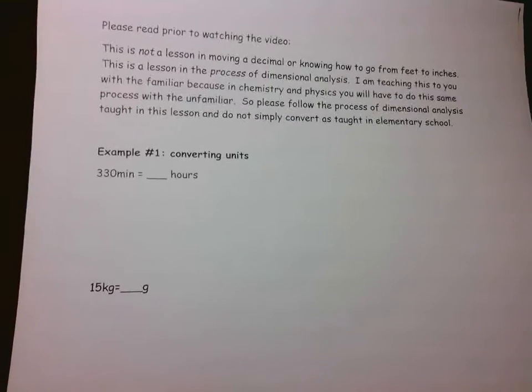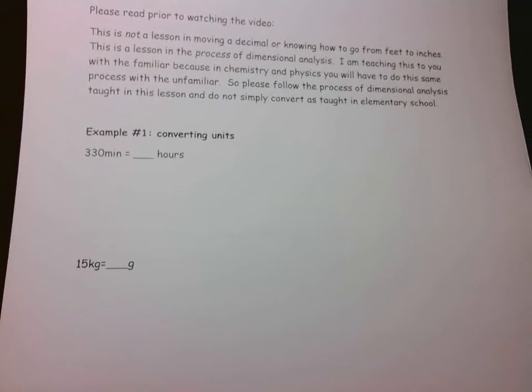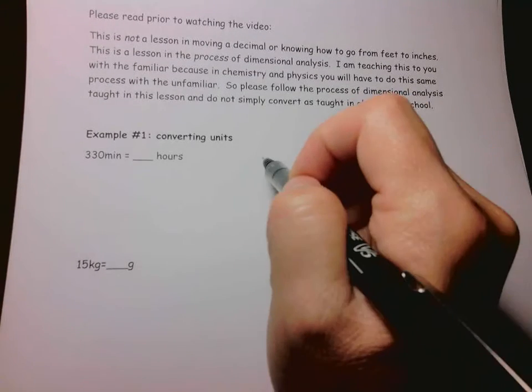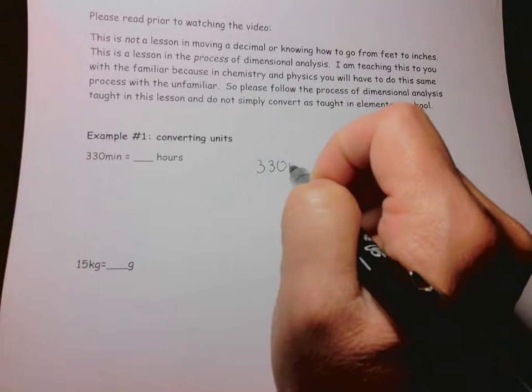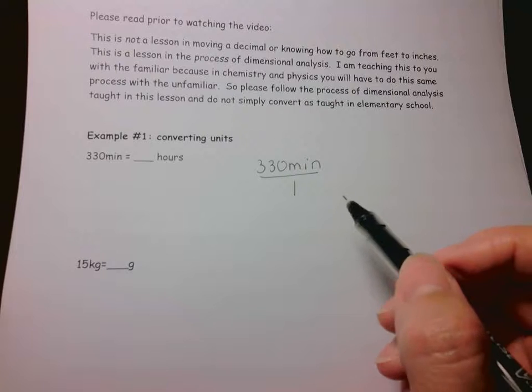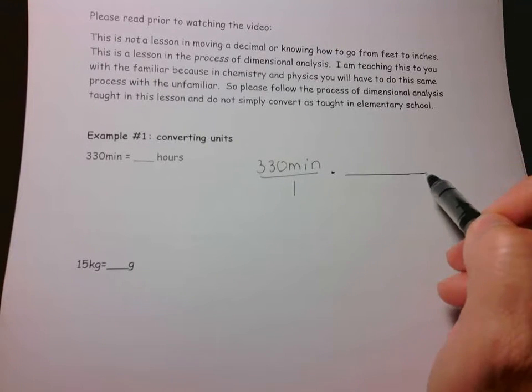But example number 1, converting units. So again, given over 1 times desired over given. So what am I given? I'm given 330 minutes over 1 times my desired. What am I trying to get to? I'm trying to get to hours. And so what am I trying to remove? I'm trying to remove minutes. Because when I set up the units like this, my minutes cross cancel and I'm left with hours.